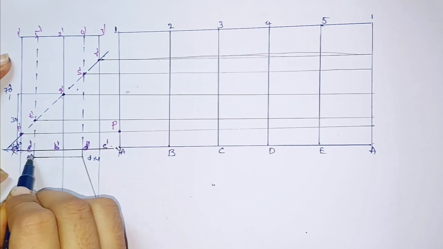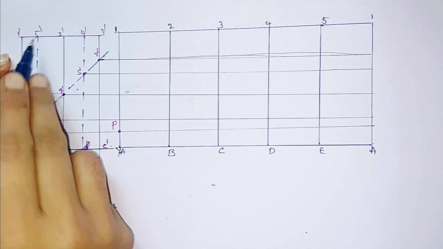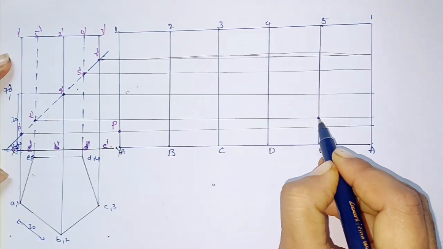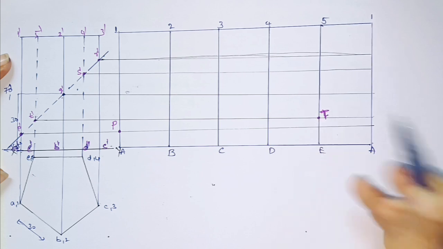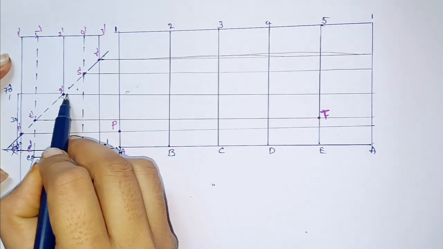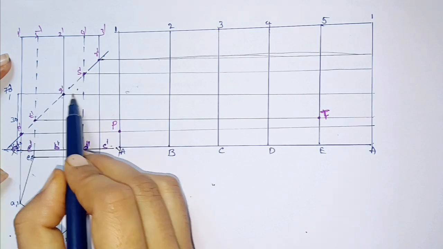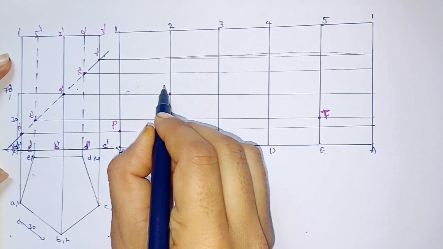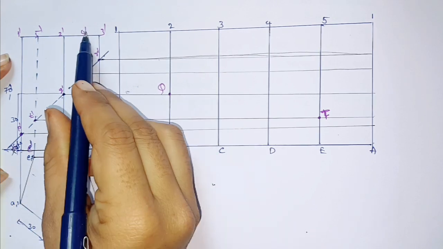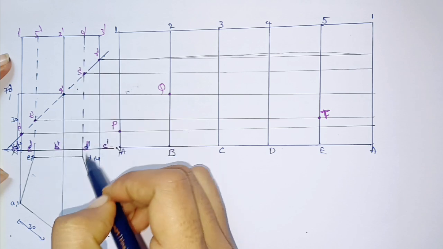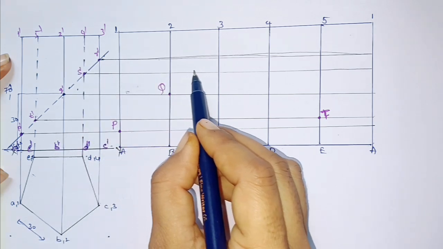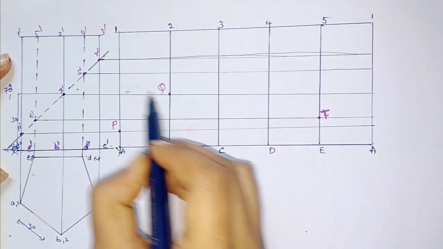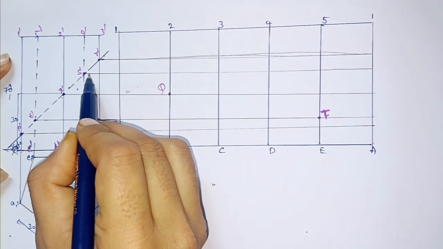And next T. T is the coincidence of E prime and 5 prime. Where are E prime and 5 prime? This is E and 5, and this point is T, capital T. And next Q. Where is it located? 2 prime and B prime. So this is B and 2, the coincidence of B and 2, that is Q. And similarly S: 4 prime and D prime, that is nothing but the 4th point and D, that is S.